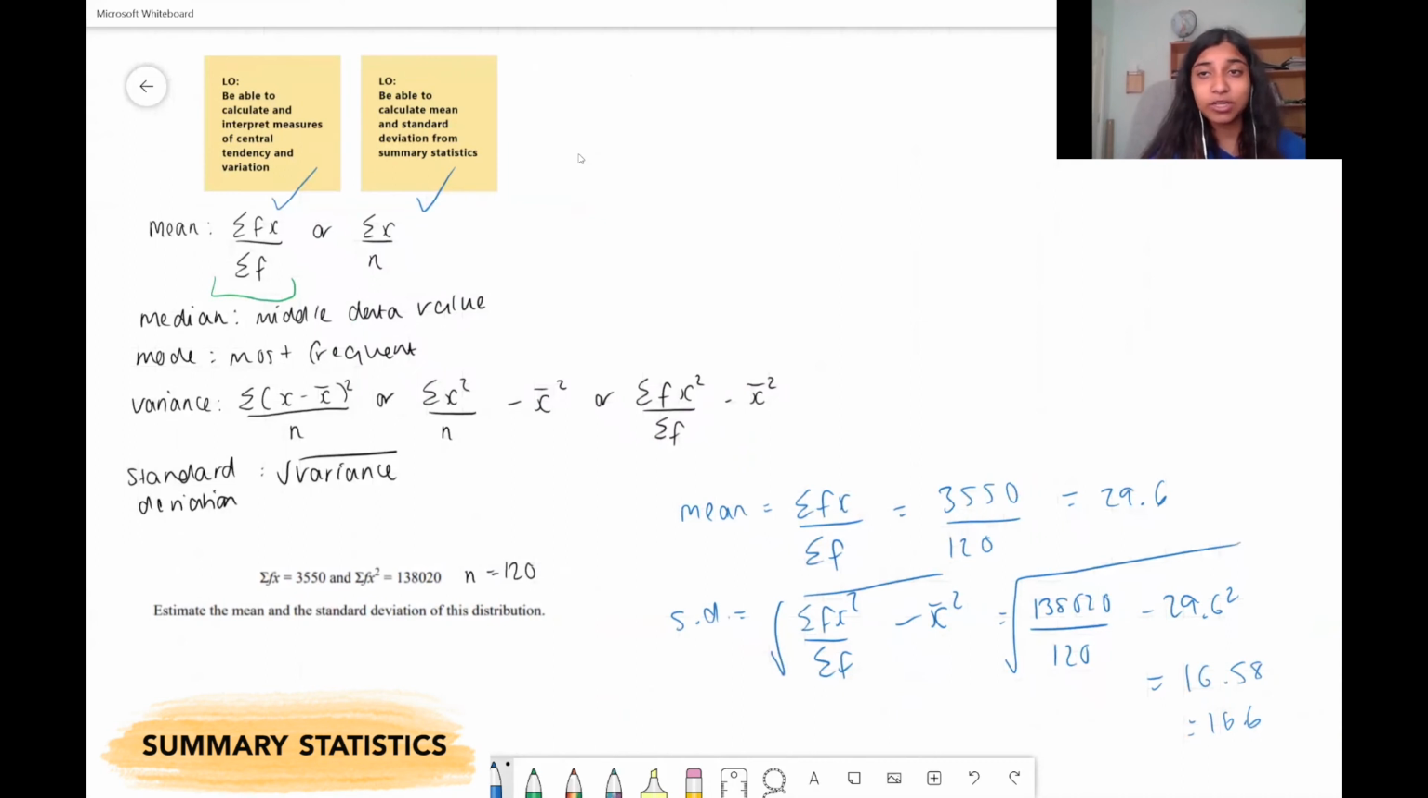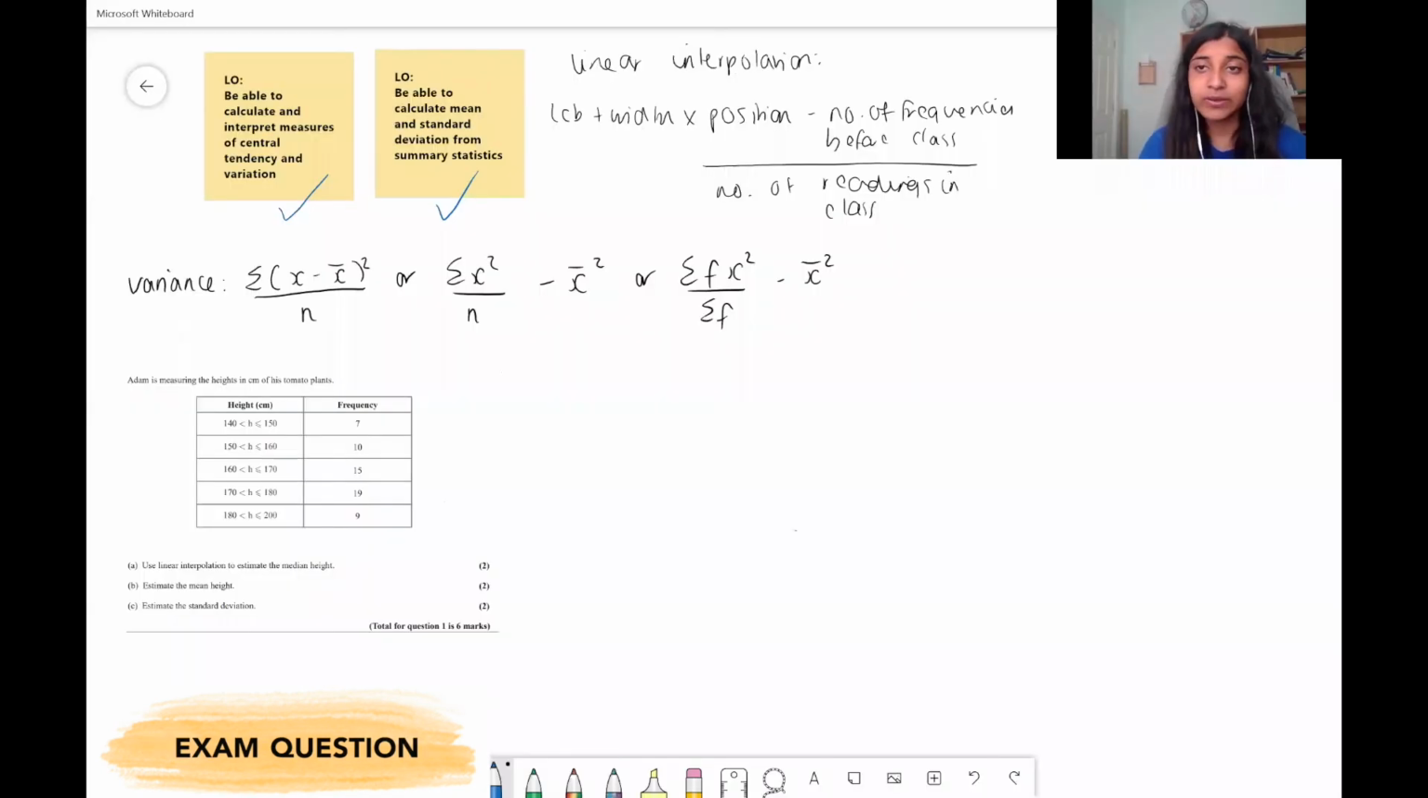Let's try an exam style question now. So an exam style question here, feel free to pause the video and try it out for yourself first. So we have Adam is measuring the heights in centimetres of his tomato plants. First thing is we want to use linear interpolation to estimate the median height.